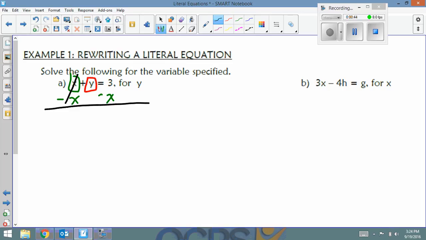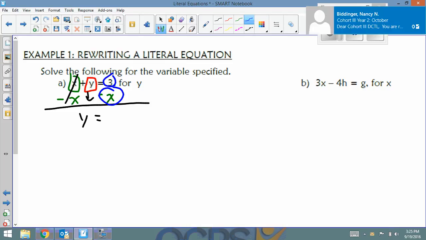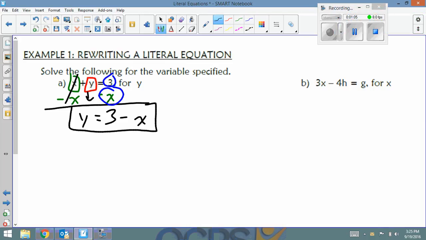Those x's will cancel out, my y comes down, so I get y equals, now we can't combine this 3 with this x, and the reason is because they don't have the same letter. They would both have to have an x for us to be able to combine them. So in this case, we're just going to write it as is, which is 3 minus x. Once you have that letter that you needed by itself, you are done.